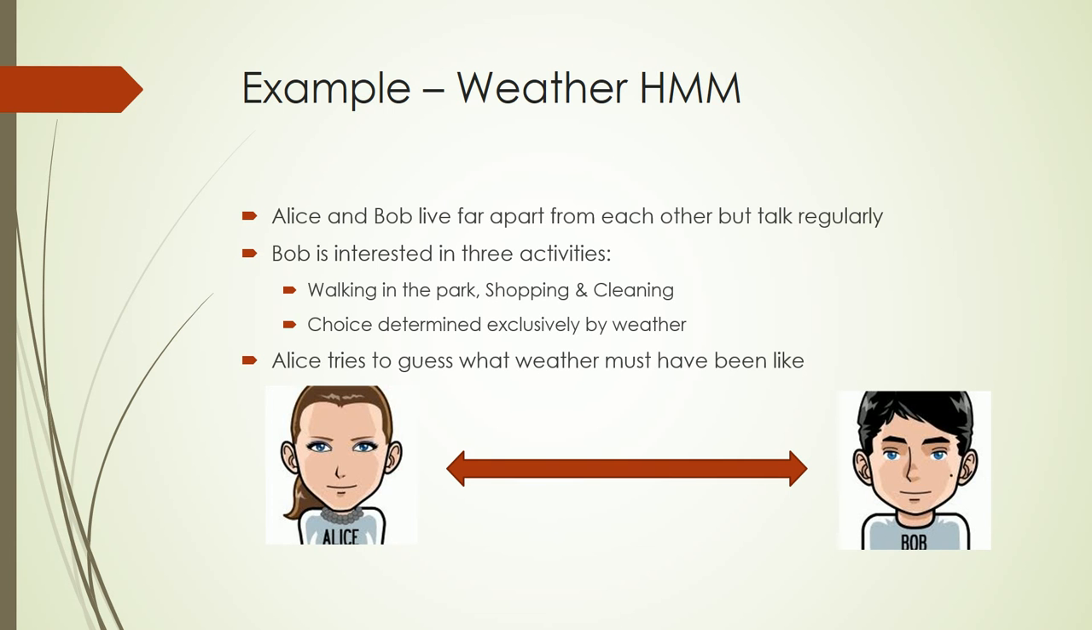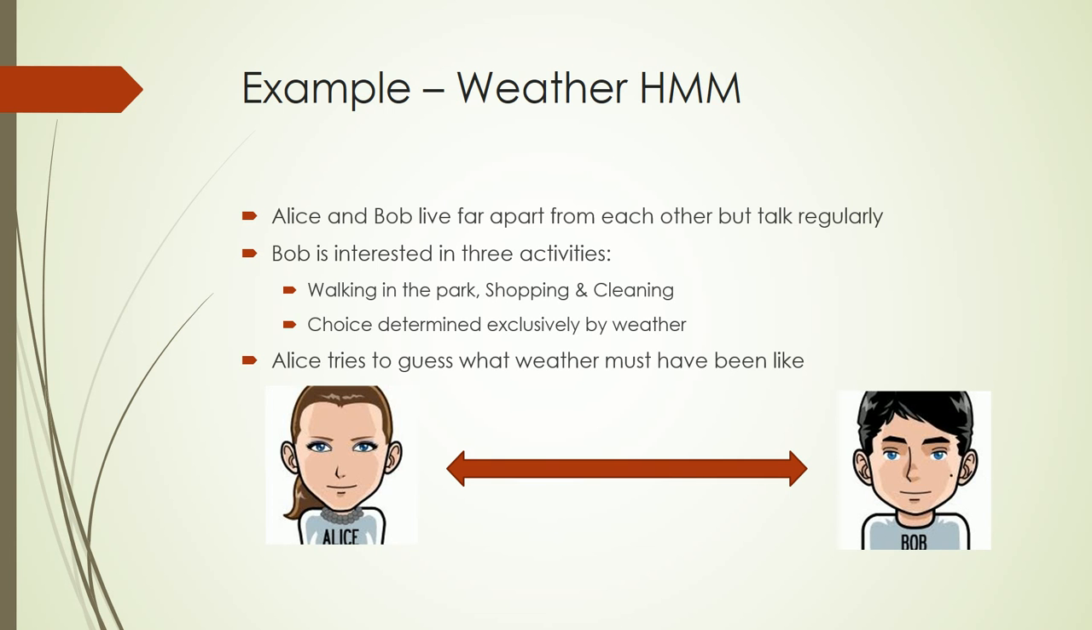The choice of what to do, to be specific, which activity to do, is determined exclusively by the weather on that specific day. Now Alice has no definite information about the weather, but she knows some general trends. Based on what Bob tells her he did, Alice tries to guess what the weather must have been like. So Alice believes that the weather operates as a discrete Markov chain. There are two states, rainy and sunny, but she cannot observe them directly. That is, the states are hidden from her.